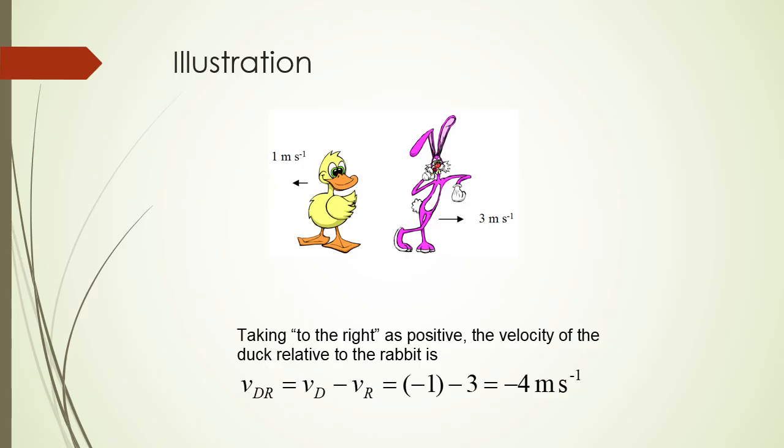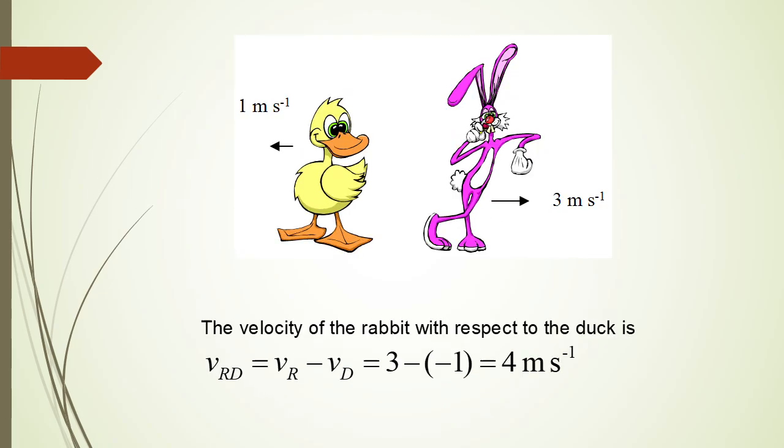What do you think the velocity of the rabbit with respect to the duck is? Well, if you guessed it's the negative of the previous answer, you are absolutely correct. So doing the calculation, VRD, velocity of the rabbit with respect to the duck, is the velocity of the rabbit subtract away the velocity of the duck. So you get 4 meters per second. So you can see that usually they are the negative of one another as long as neither is accelerating.